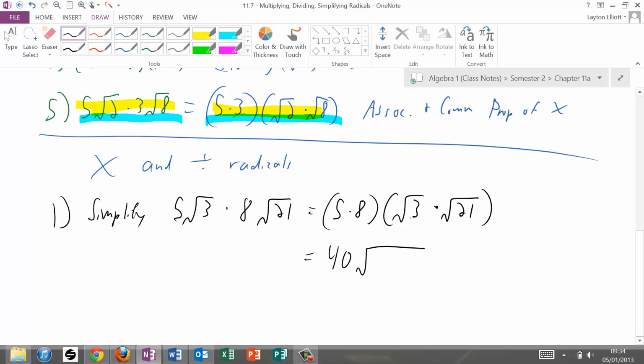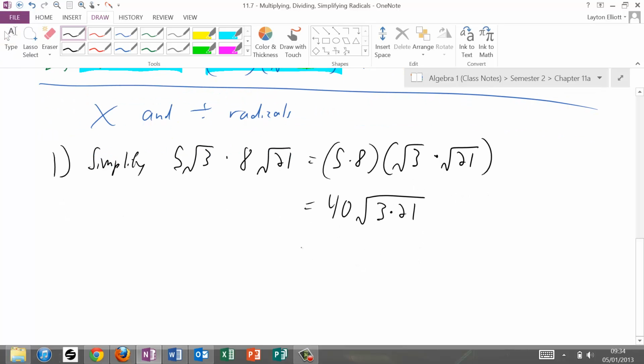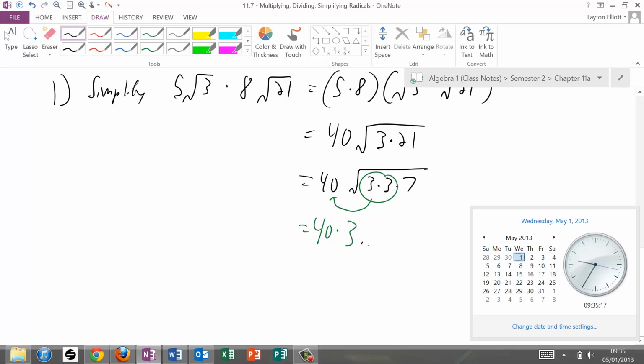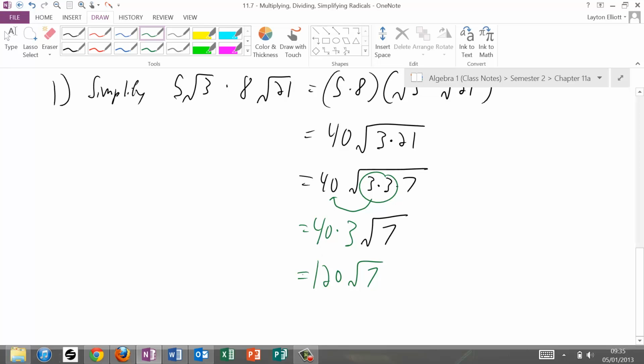Then I have a big square root. When I multiply radicals, I combine them together. I have 3 times 21. Now, I could make that radical 63, but I could just stick the 3 times 21 in. Because really, what is 3 times 21? If I break it up, I have 3 times 3 times 7. These are going to come out and multiply into the 40, giving me 40 times the square root of 3 times 3, which is just 3, and then we leave behind the radical 7. 3 times 40 is 120, radical 7. And that's it.